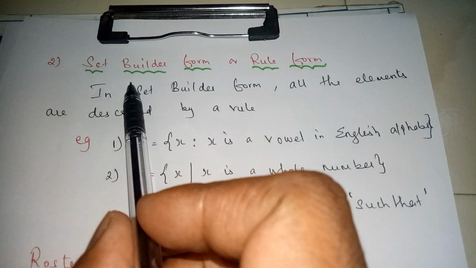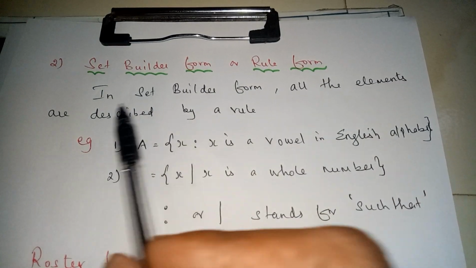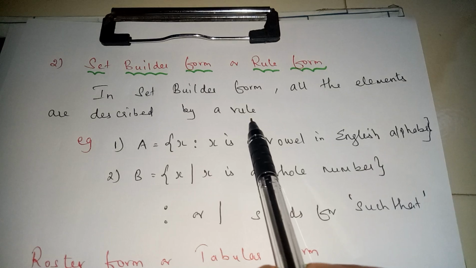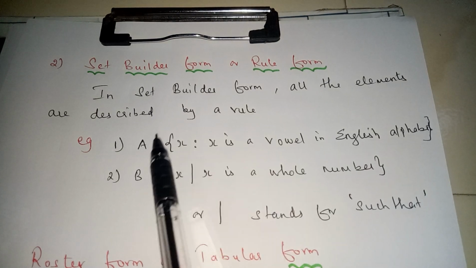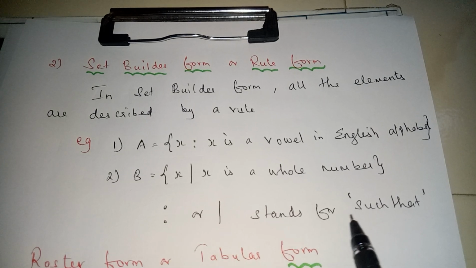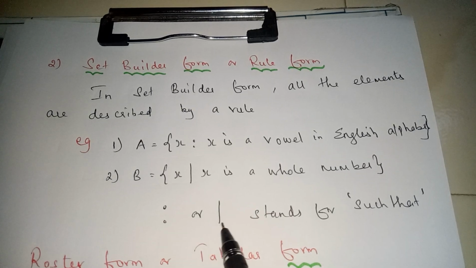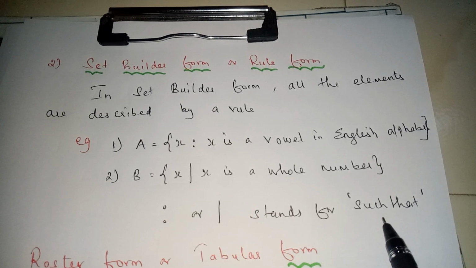The next form is set builder form. In set builder form, all the elements are described by a rule. What is the rule? We have two examples here. Before that, know these symbols. These symbols denote "such that". You have two dots here or a slash here, which stands for "such that".